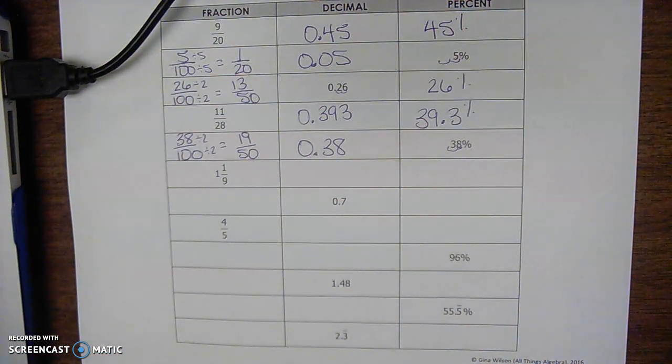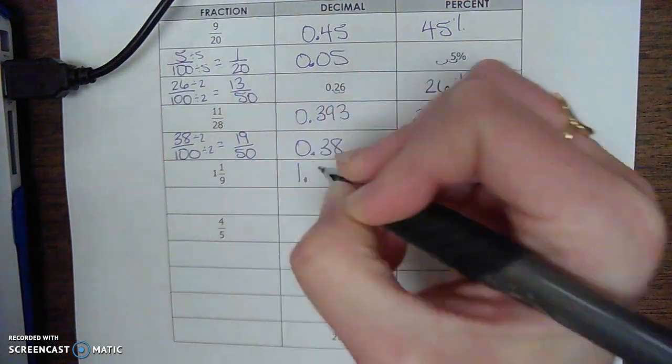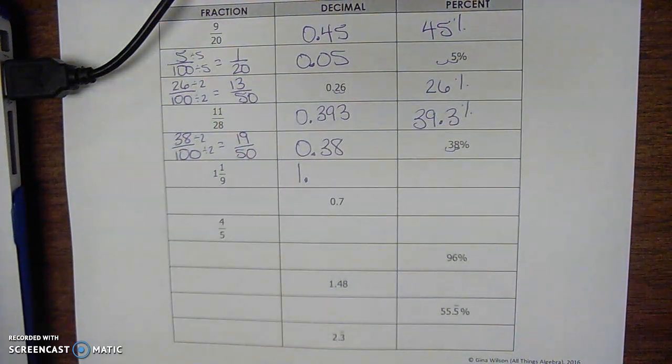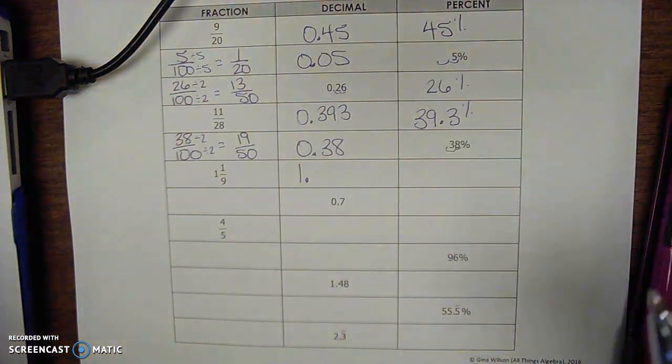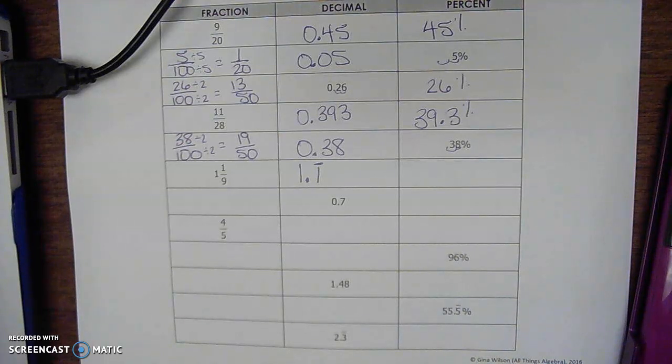Now, when you have a mixed number, so 1 and 1/9, what you want to do right away is, the "and" becomes the decimal point. So you're going to carry that whole number right over. 1 and 1/9. So 1 point, and then we just do the 1/9 in our calculator. All right. So that is 0.1 repeating. So 1.1 repeating is what we would write. Anytime you have a repeating decimal, you just put the line over it.